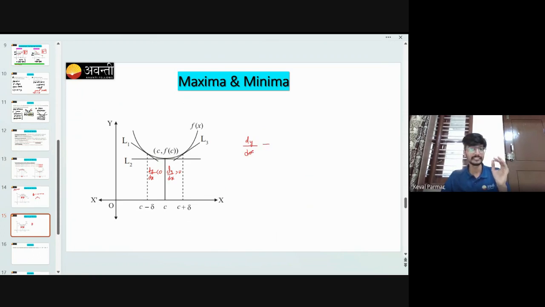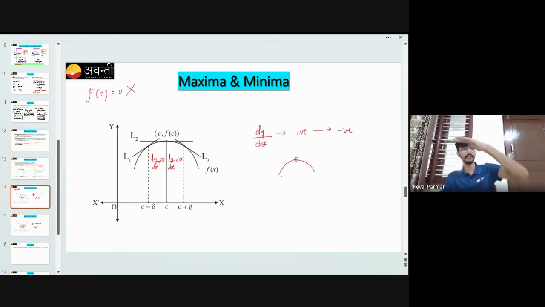If before the stationary point dy by dx is negative and after that it becomes positive, then my curve goes negative and after that positive. So this point will be the point of minima. You just need to remember the diagram. It's very simple. For maxima, it is positive to negative. For minima, it is negative to positive. So this is the first derivative test. If the second derivative test fails, we'll use the sign change of the first derivative.